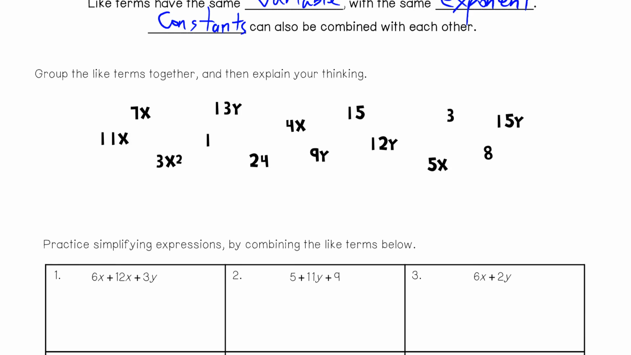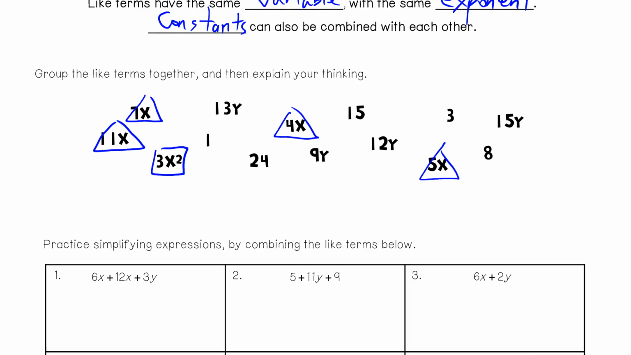Here it says to group like terms with each other and then explain your thinking. Me personally, this is what I like to do, and I'm going to recommend it to you as well, is to use a shape. Outline your like terms with a shape. Anything with an x as a variable, I'm going to put in a triangle. Then I have 3x squared. Is x squared the same as x? Well, we just said that it wasn't, so I'm not going to put that in a triangle. In fact, because it's squared, I'll put it in a square, or if you want to be super technical, a square-ish shape.